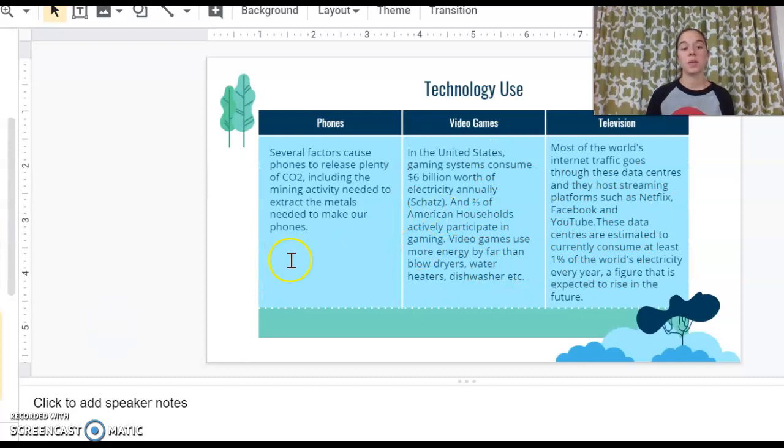Then this is really cool. This person chose to make a graphic for each type of technology that they use in their life. Again, a lot of this came from the articles that they read, but we talk about phones, video games, and television. All of that is talking about how CO2 is emitted with those three things, but a really nice visual here to kind of break up the information.